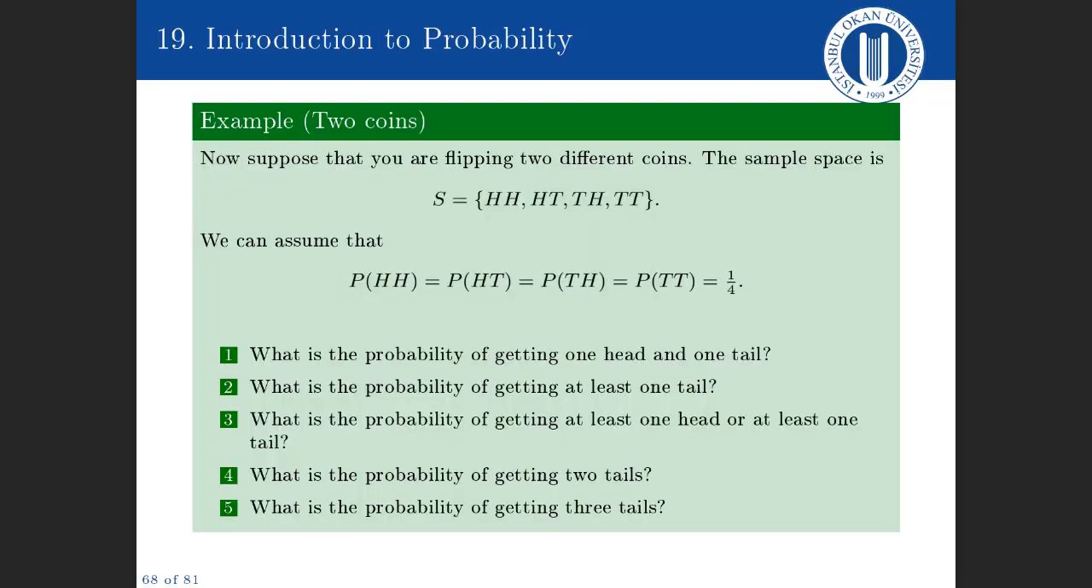Now let's suppose we've got 2 coins. Let's suppose we're flipping 2 different coins. First of all, what is the sample space? Well, we could get heads and heads, or heads and tails, tails and heads, or we can get tails and tails. And we're going to assume that these 2 coins are fair coins. So we're going to assume that on each coin it's equally likely that we get a heads or we get a tail. So the probability of each of these simple events is going to be a quarter.